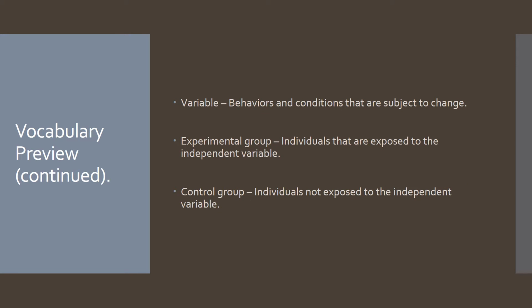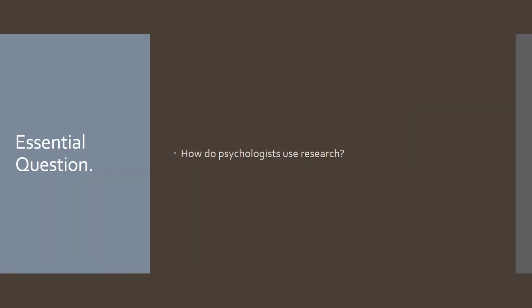A variable is behaviors and conditions that are subject to change. Experimental group: individuals that are exposed to the independent variable. And control group is the individuals that are not exposed to the independent variable. And our central question: how do psychologists use research?